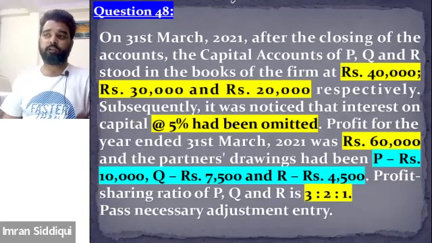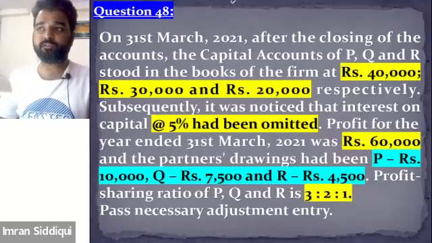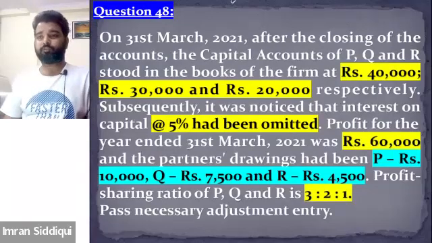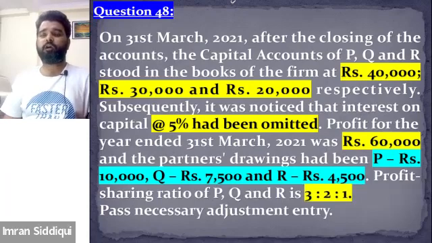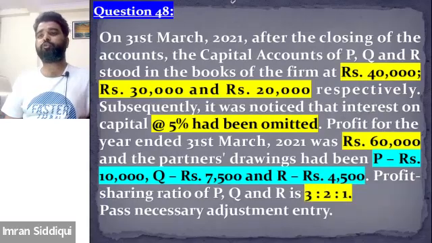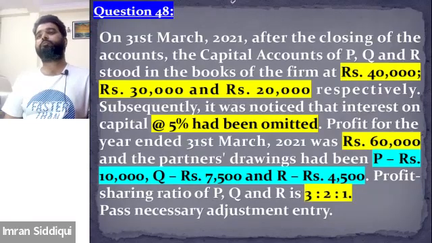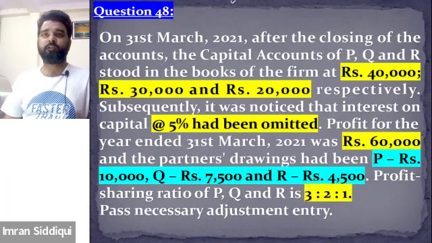All right. Now, the question is saying that the profit at the end of the year is 60,000 and the partners' drawings were also there: 10,000, 7,500 and 4,500. The profit sharing ratio is also given in the question. The question is asking us to pass the necessary adjustment entry. That means we need to pass the general entries to rectify and make the adjustment. All right.